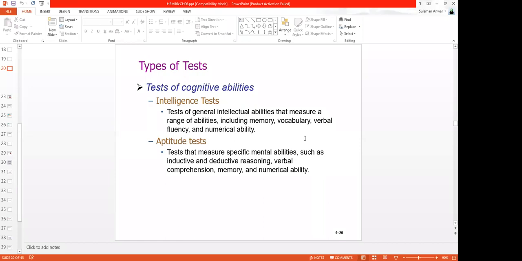It can be like certain aptitude tests as well. And when you talk about aptitude tests, it says that tests that measure specific mental abilities such as inductive or deductive reasoning, verbal comprehension, memory, or numerical ability. So in the aptitude, we actually check your logical explanations of the things, how logical you are in explaining different phenomena and in dealing and managing different scenarios. How fluent are you in your reading, writing, speaking, and listening? So these are what you call aptitude tests. Okay, so there can be intelligence tests, there can be aptitude tests as well.